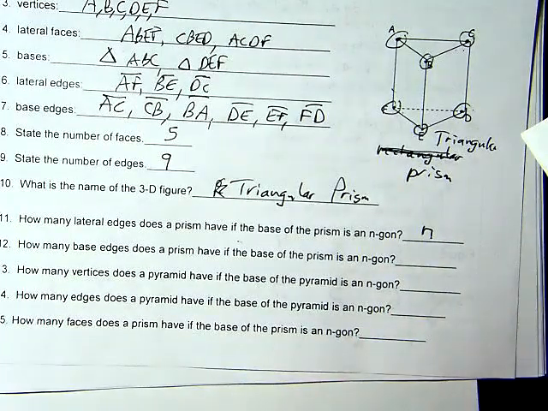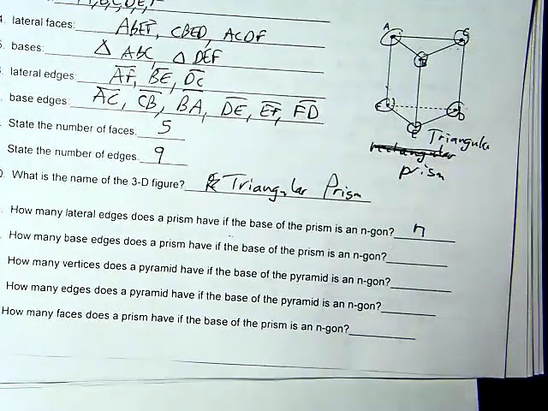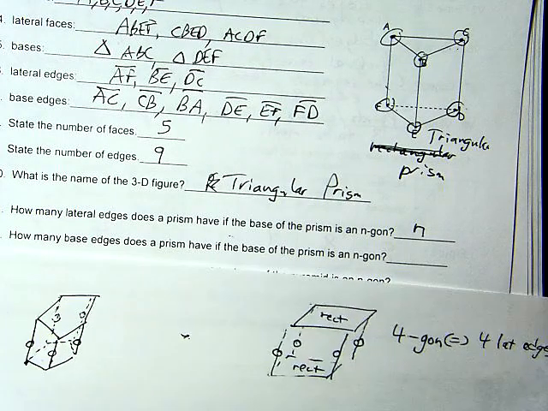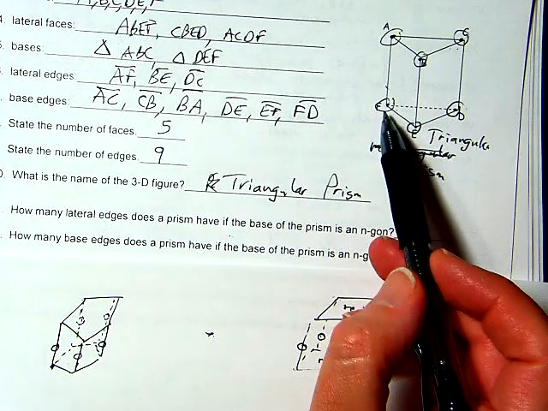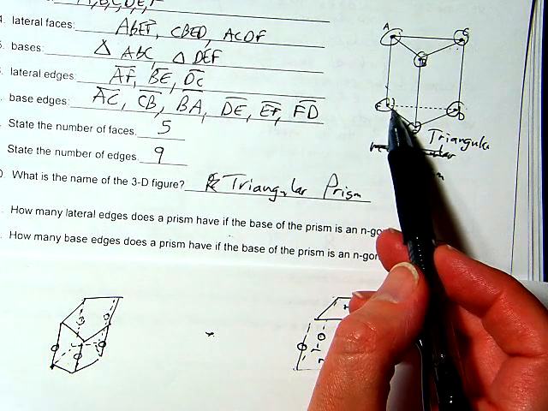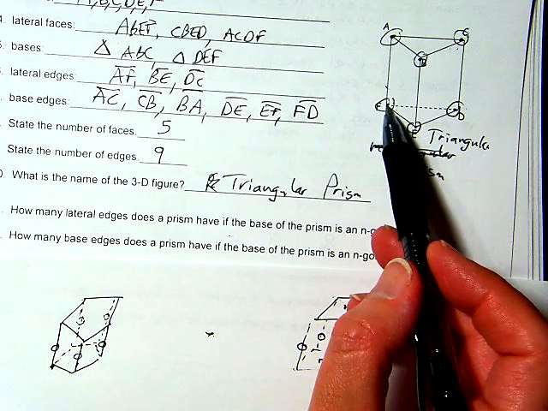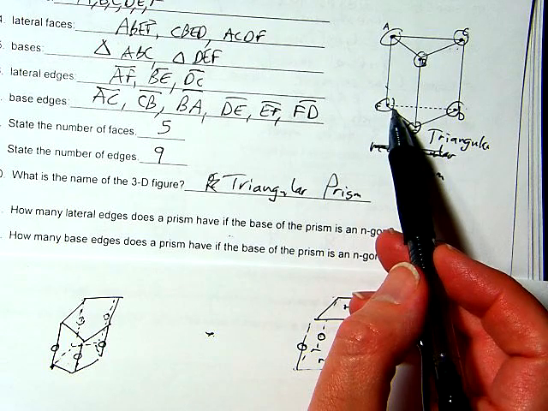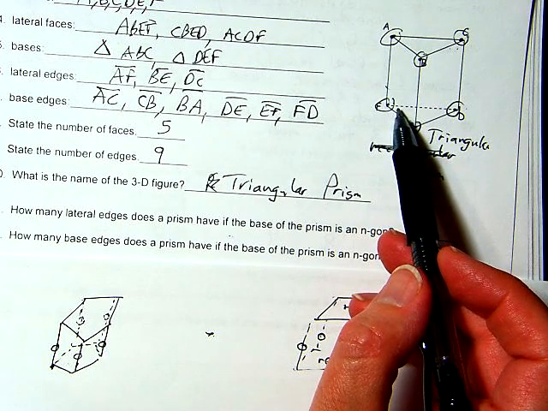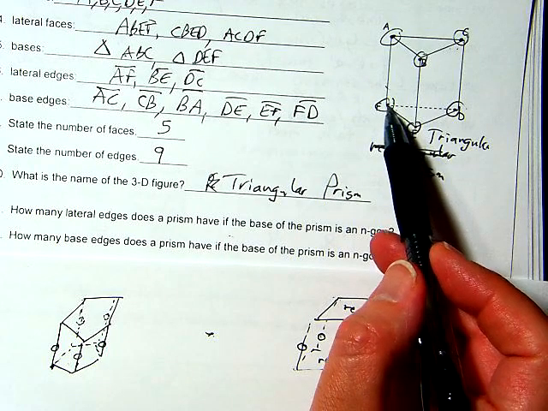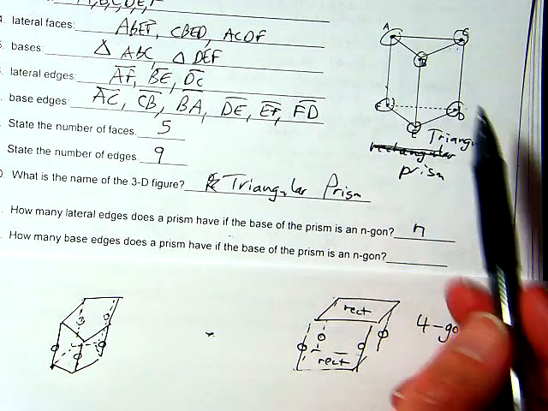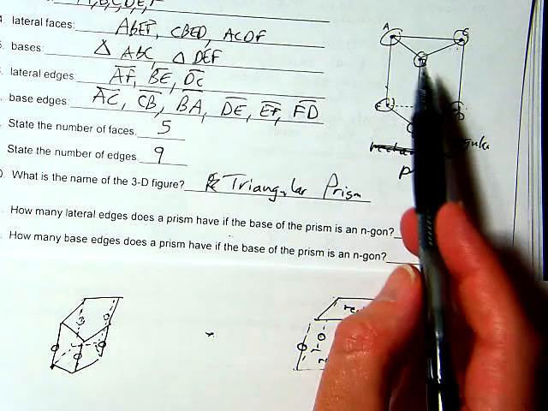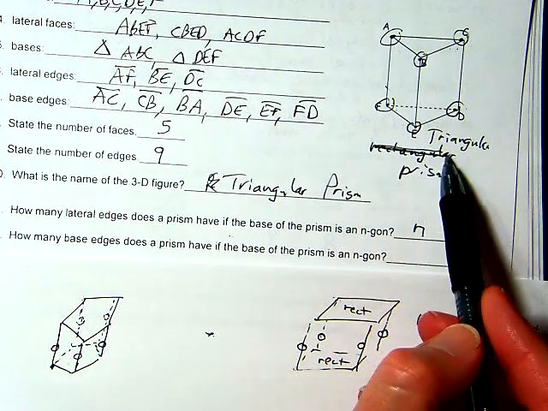Okay, and how many base edges does a prism have if the base of the prism is an n-gon? Well, let's take a look. Here, the base is triangular, but how many base edges does it have? Well, it's got 2 bases. Remember, the definition of a prism is that it's a polyhedron with 2 congruent polygonal bases. So you've got the 3 edges from one triangle and then the 3 edges from the other. So it's actually going to be twice the number of edges in the n-gon.